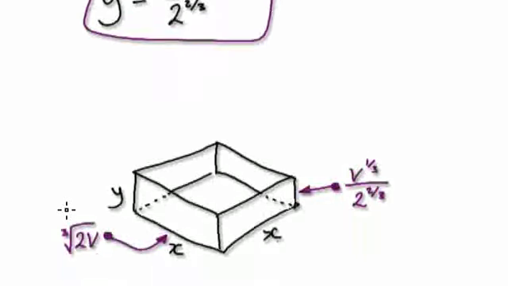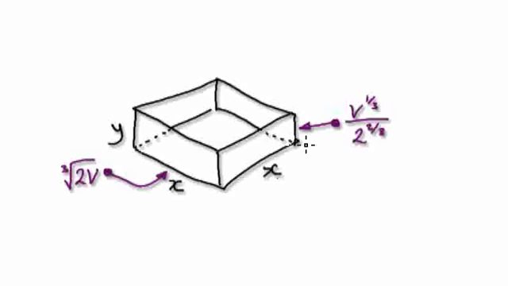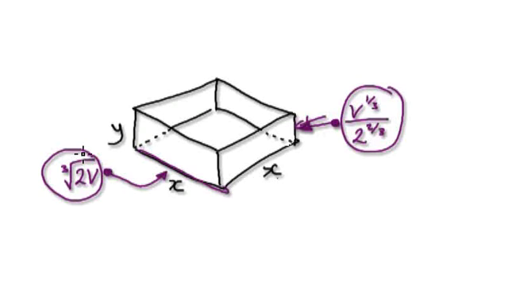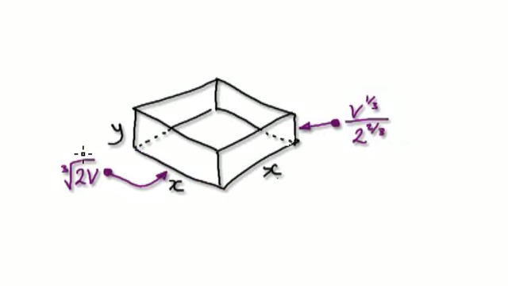So what that means is that for any given volume, the height, the y here, will be given by this, and the x here will be given by this. We will continue in the next video.